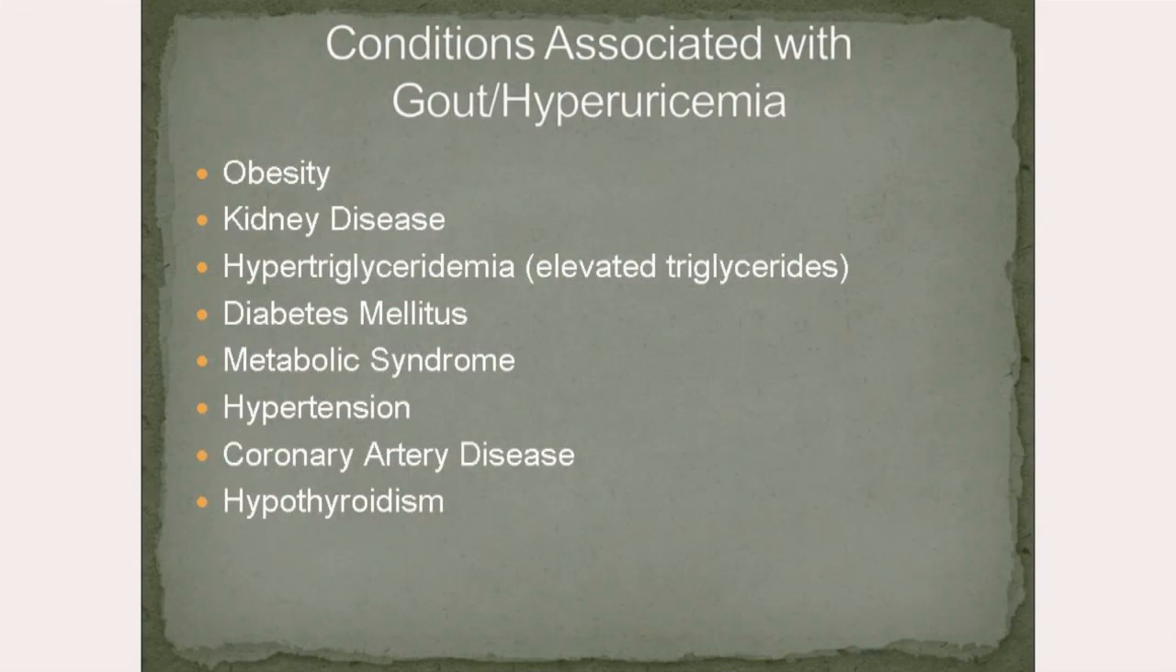So I'll briefly talk about associated conditions. There's a lot of work going on right now to determine if uric acid causes these conditions, or those conditions cause the uric acid level, or they just happen to occur together. Right now, most of what we think is that these things just happen to occur together, because the risk factors for a high uric acid level are the same as the risk factors for somebody to have diabetes or high blood pressure. But some of the conditions that have been found to be associated with high uric acid level are these: obesity, kidney disease, high triglycerides, diabetes, metabolic syndrome, which is basically early diabetes, high blood pressure, coronary artery disease, and hypothyroidism.